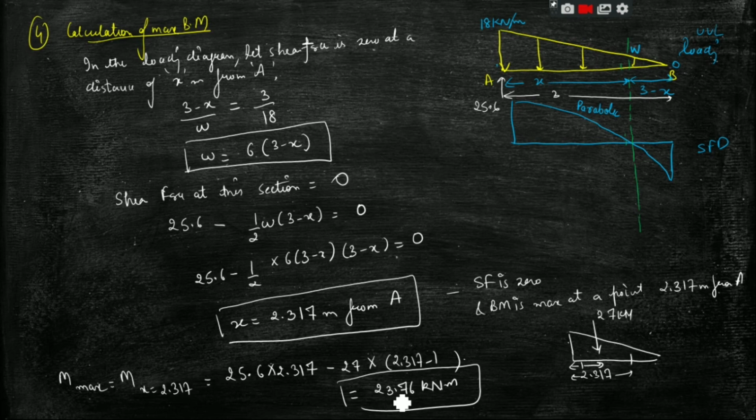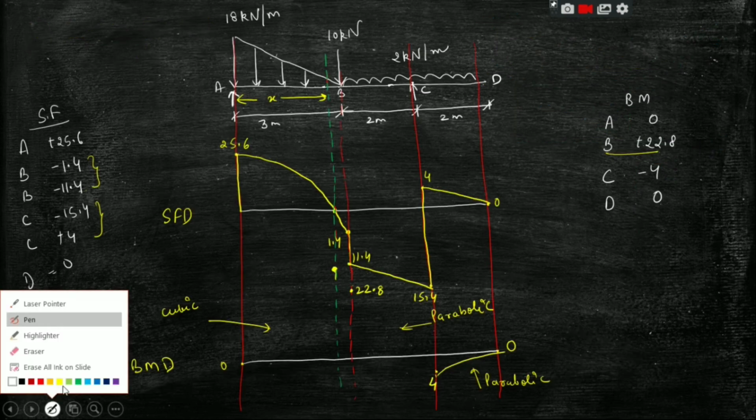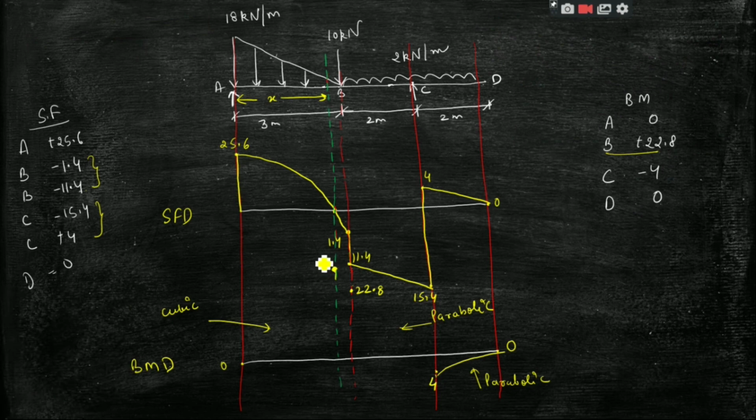So again we go to the bending moment diagram, and now I can mark this value as 23.76, and this was 22.28, and then we will join it with a curve, because here we have a UVL and here we have a UDL, so a parabolic curve. Okay, so this will be the bending moment diagram.